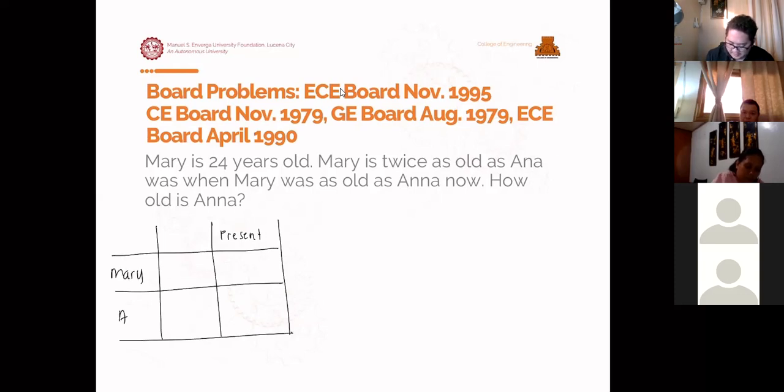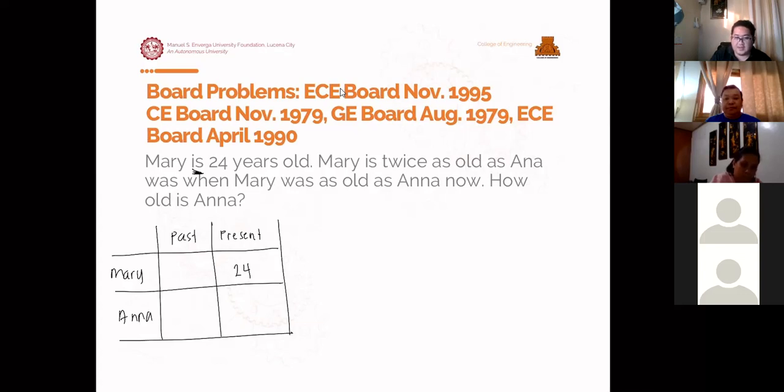Ito si Anna. Okay? Is present, no? Pertaining sa present condition. Sabi, si Mary is 24 years old. Ibig sabihin, ngayon, 24 years old si Mary. Yung kasunod na statement, Mary, okay?